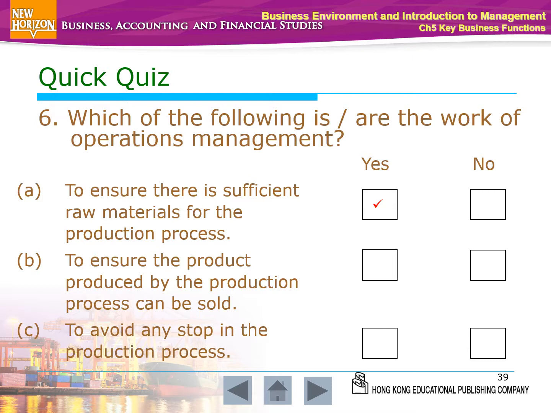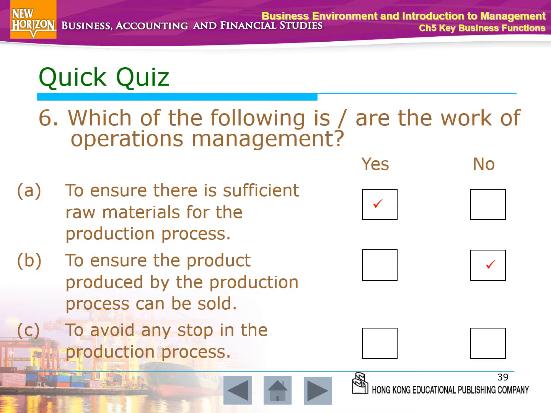B, to ensure the product produced by the production process can be sold. The keyword is sold. When talking about operations manager, we're not trying to see whether the product can be sold or not. It is a job of marketing department to ensure the products are sold. So the answer is no.